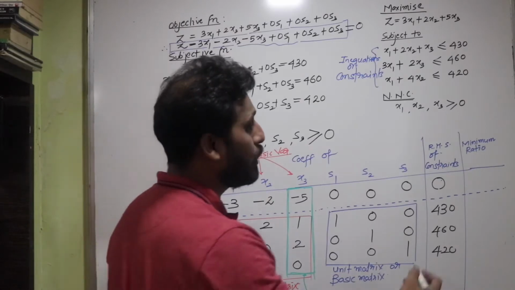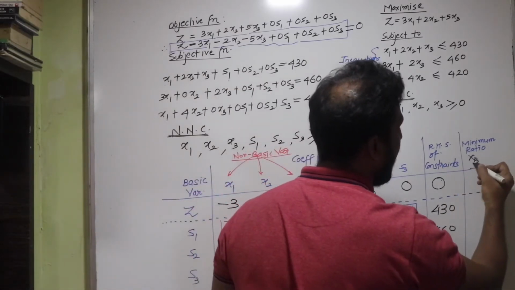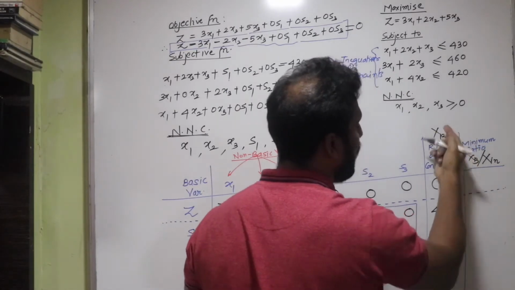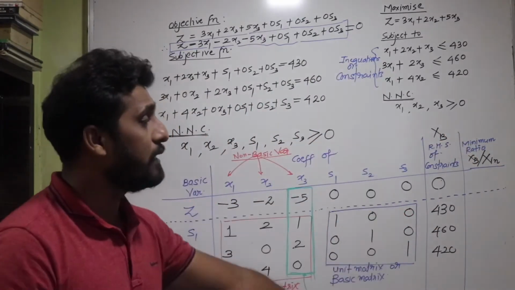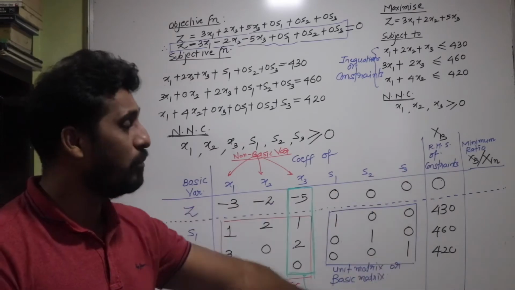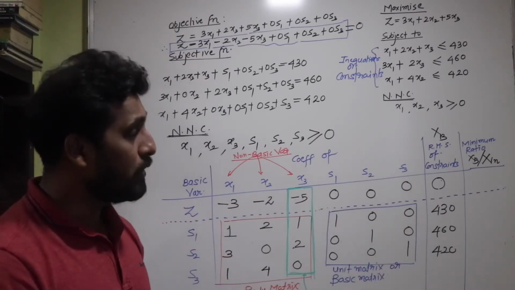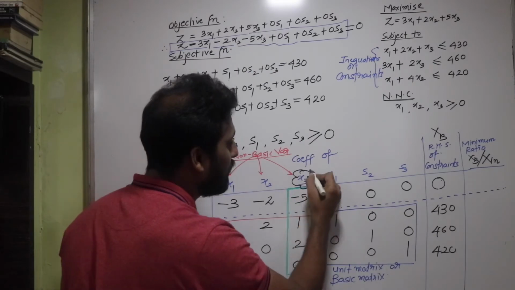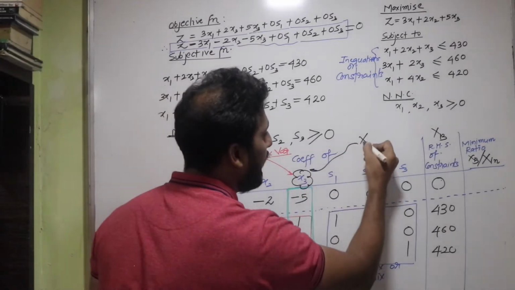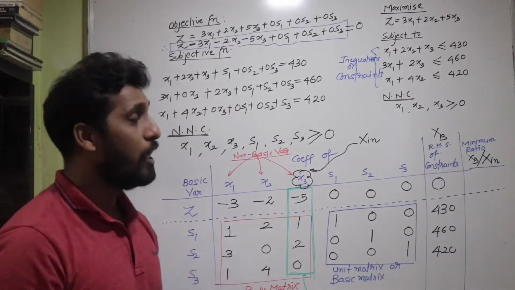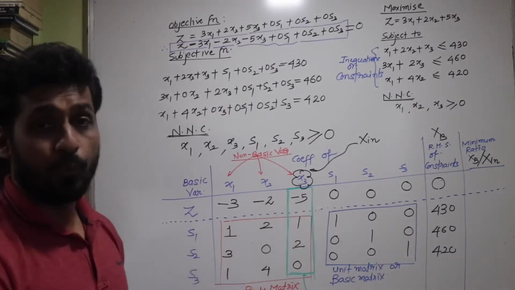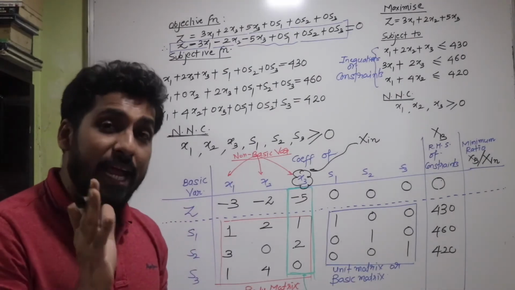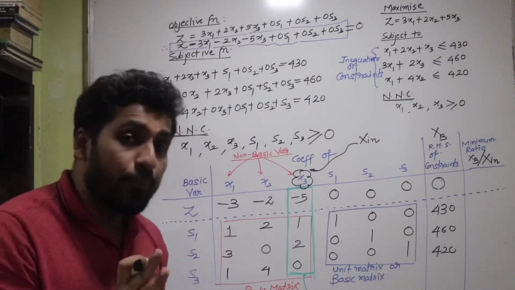So for the minimum ratio, the formula is xb upon xn. xb is actually the right hand side of the inequation, and xn is your incoming vector. So this x3 at this moment is our incoming vector xn. So let's take the ratio of the two. Now while taking the ratio, this is very important. Again, note down this statement very properly.